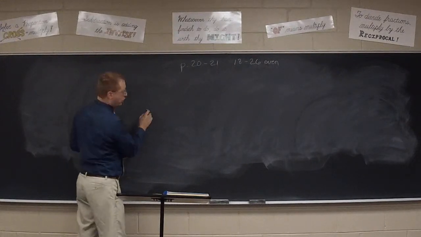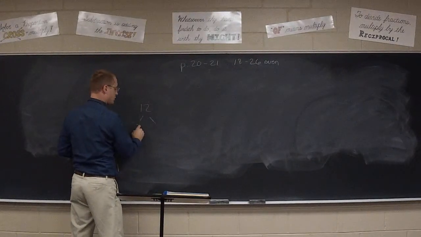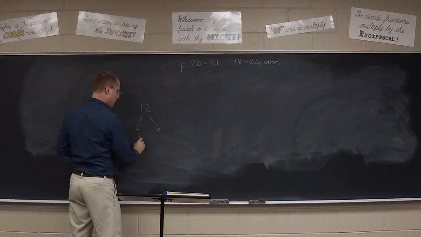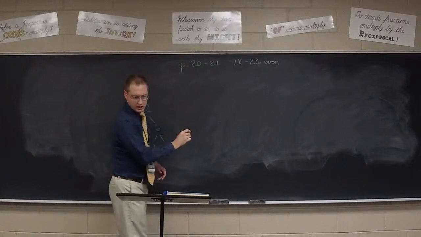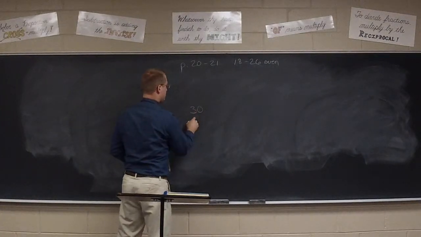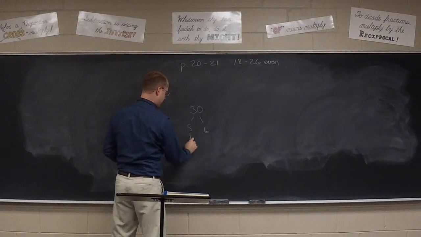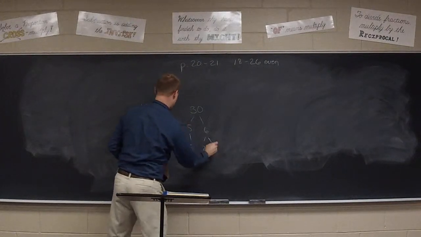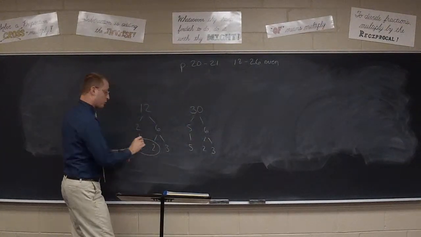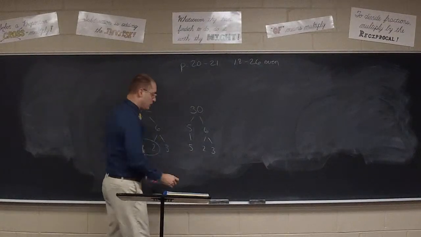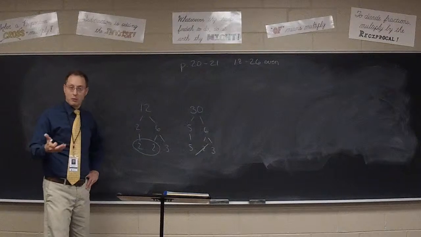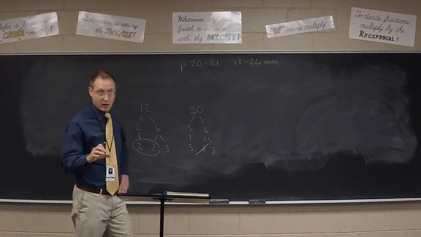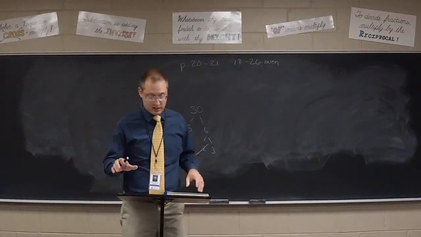You've got the 12, which you factored into 2 and 6, which bring down the 2 and 3, right? And then 30, which you factored into 5 and 6, which bring down the 5, and that's 2 and 3. So Lana said these 2s are winners. That 2 is a loser. But there's a tie with the 3s, okay? I'm going to let you in on a little secret, okay? This is how it works.